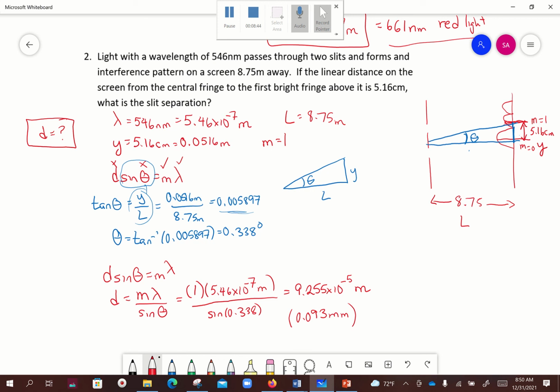So if you can do problems like the first problem and the second problem, you might also have one where you're asked to do it for a minimum rather than a maximum. You should be good at doing any problem that you see on the test for double slit diffraction.